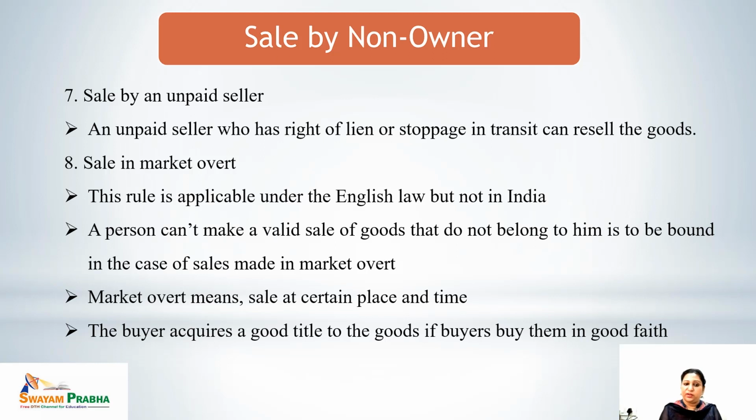Sale in market overt. This rule is applicable in England but not in India. According to English law, what happens? A person can't make a valid sale of goods that do not belong to him, except in case of sales made in market overt. Market overt is what? It means sale at a certain place and at a certain time. When the sale is done in the market overt, the buyer acquires a good title to the goods, but the mandatory condition is that the buyer must purchase the goods in good faith.